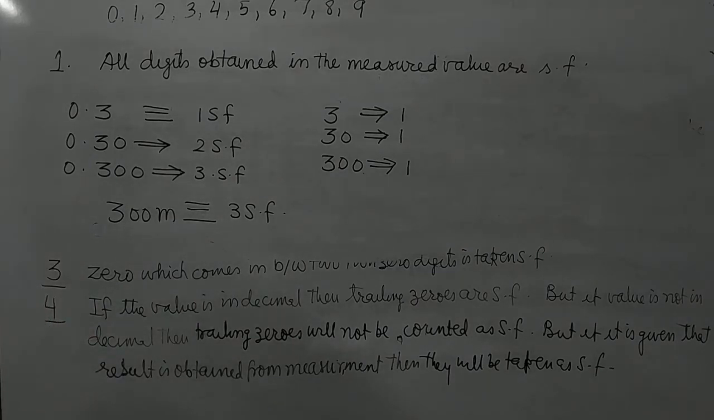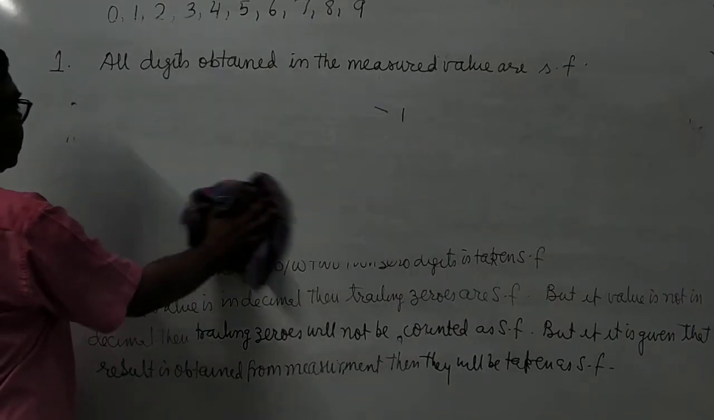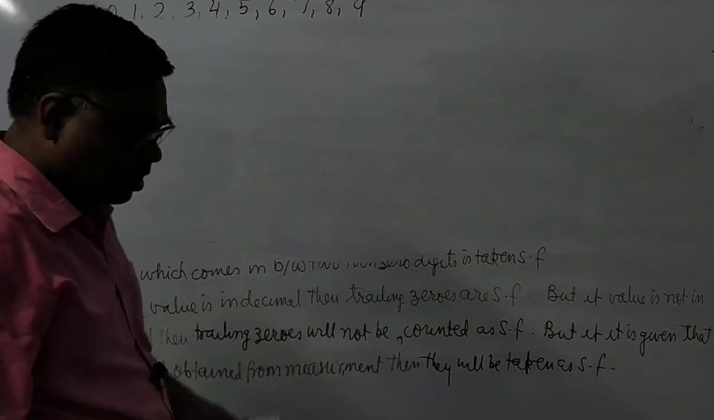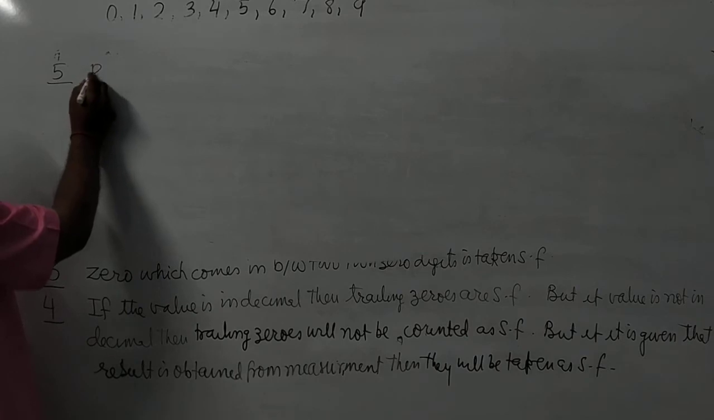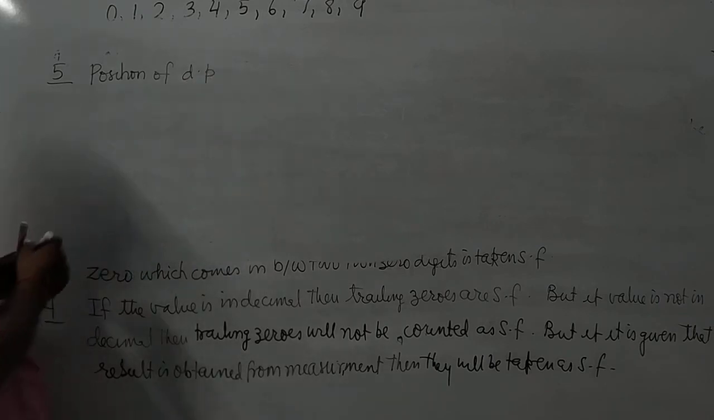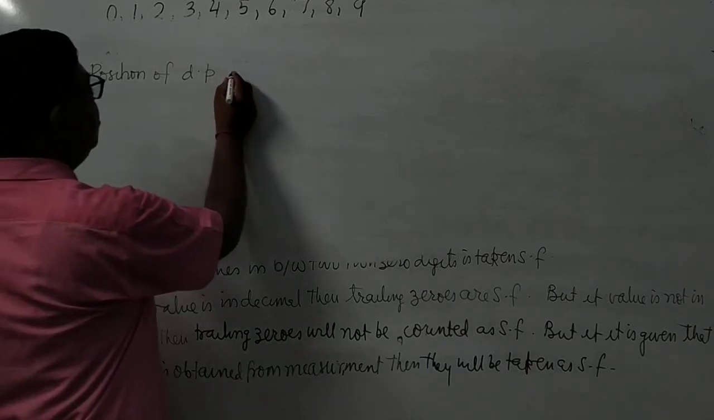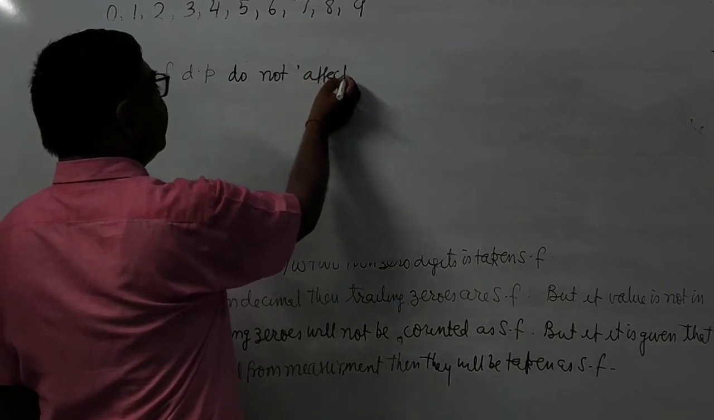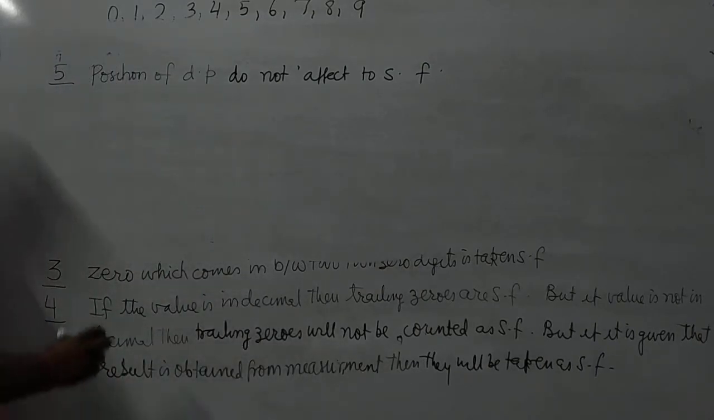Now powers of 10 or the position of the decimal do not change the number of significant figures. You can see here, the position of the decimal point does not affect the significant figures.